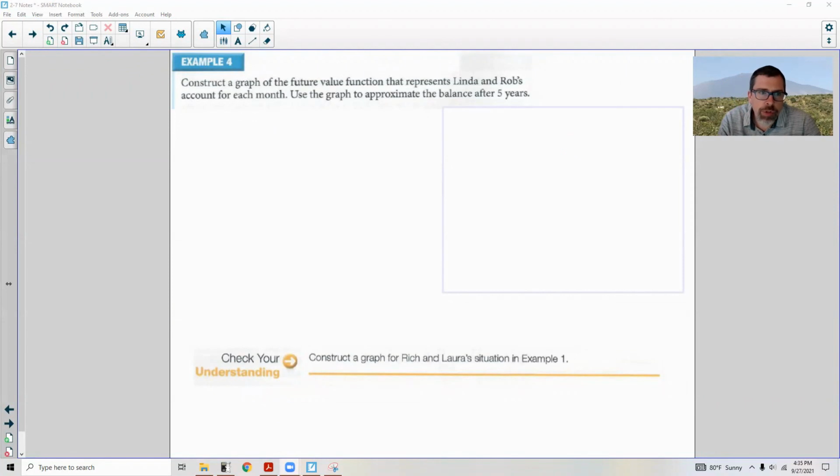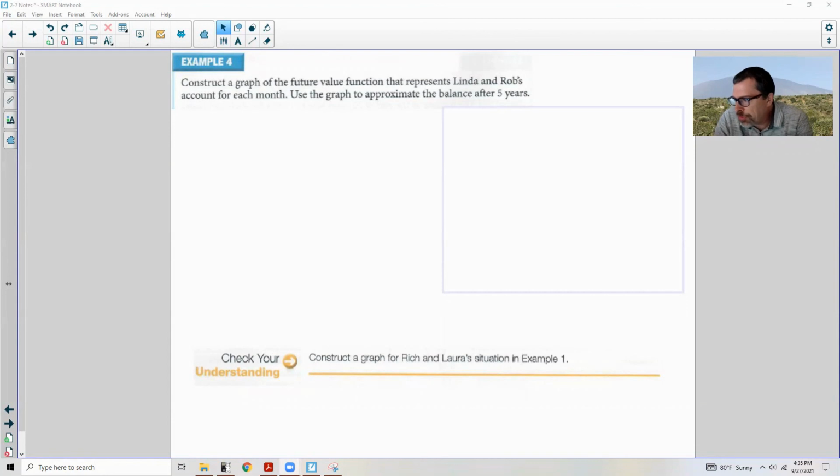All right, so example 4 says to construct a graph of the future value function that represents Linda and Rob's account for each month. Use the graph to approximate the balance after 5 years. Okay, so this is a pretty simple graph. It's going to grow at a constant rate, so it's going to be linear. And if you don't invest any money, $0, then you're going to have $0. So the 0, 0 is going to be included, the origin. So we're going to have a line going through the origin.